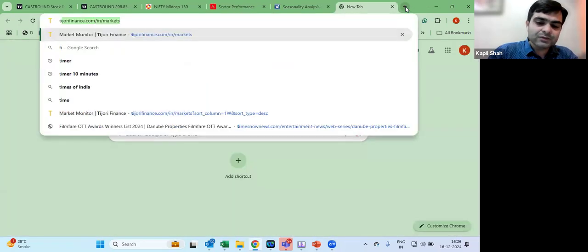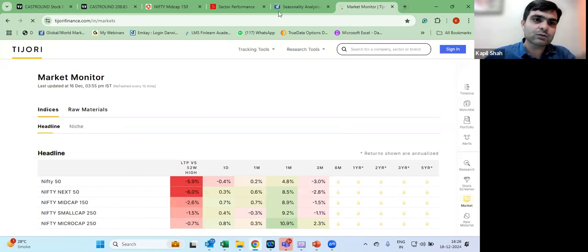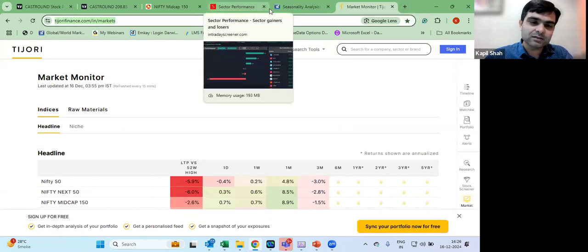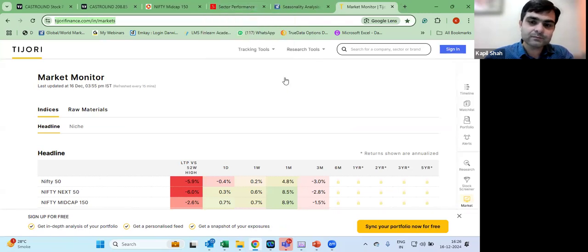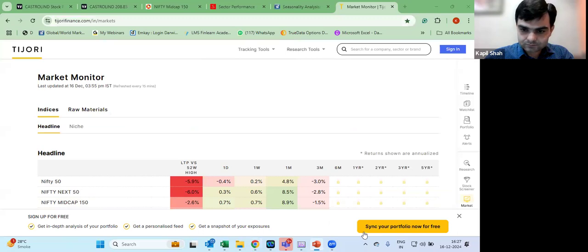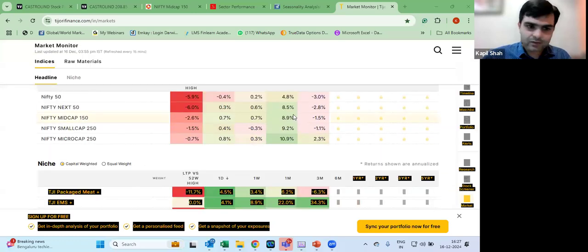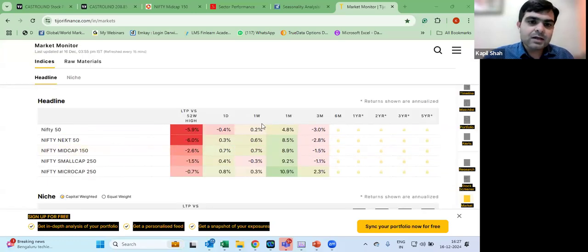I will share all these links with you. Let's say this is the Tijori Finance link I share, where I get an understanding about very niche data, the niche sectors, and how things are performing. Meanwhile, I will keep on sharing all these links with you. You can bookmark them for your reference in the future. Now, this is the Tijori Finance website, again a freely available website to us.